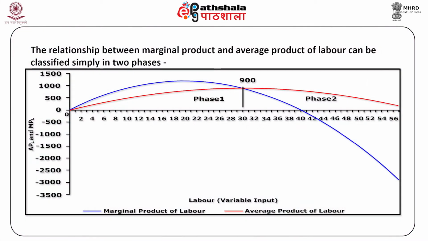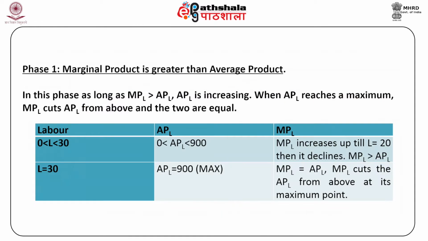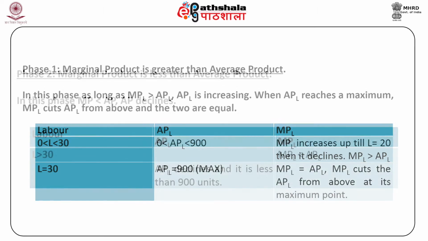The relationship between marginal product and average product of labor can be classified simply in two phases. Figure 2. Relationship between marginal product of labor and average product of labor. Phase 1. Marginal product is greater than the average product. In this phase, as long as MPL is greater than APL, APL is increasing. When APL reaches a maximum, MPL cuts APL from above and the two are equal.